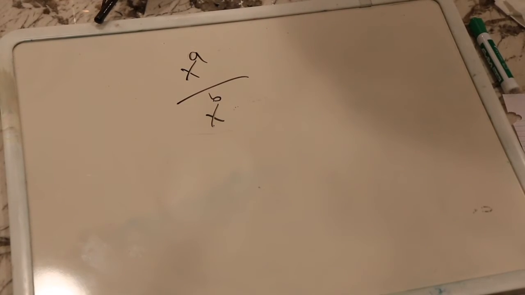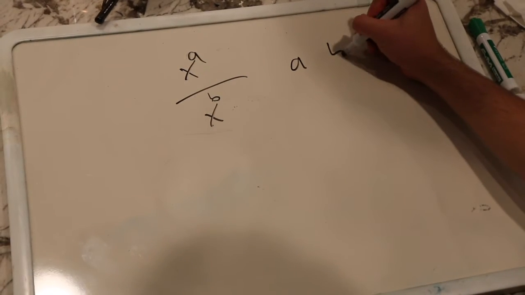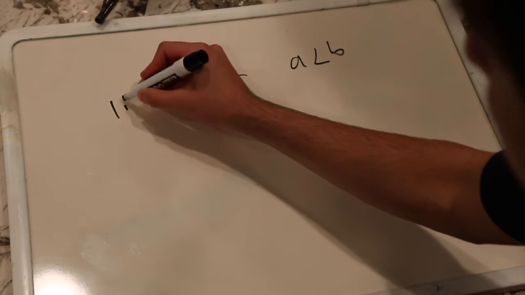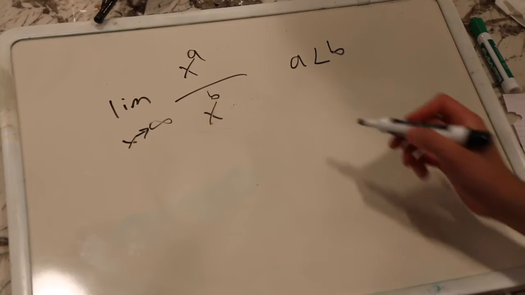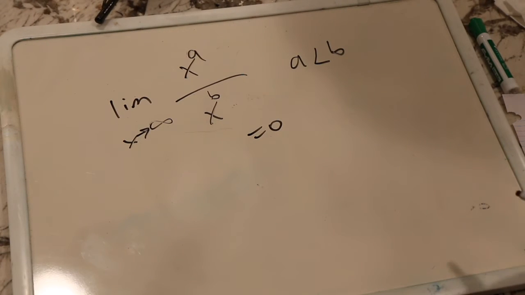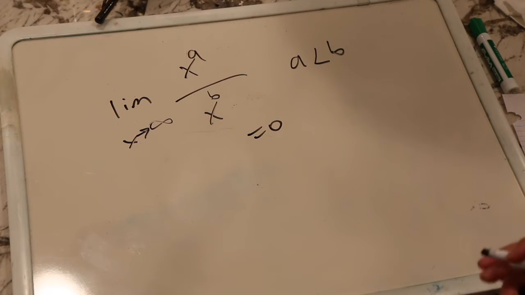So whenever the degree in the numerator is smaller than the degree in the denominator, so whenever b is greater than a, whenever this is larger than that, the limit as x approaches infinity, or negative infinity, is just going to be 0. So that's a rule you can use to help you out on your problems, so you don't have to do the dividing by the greatest degree in the denominator. So this is just going to make it a little easier.